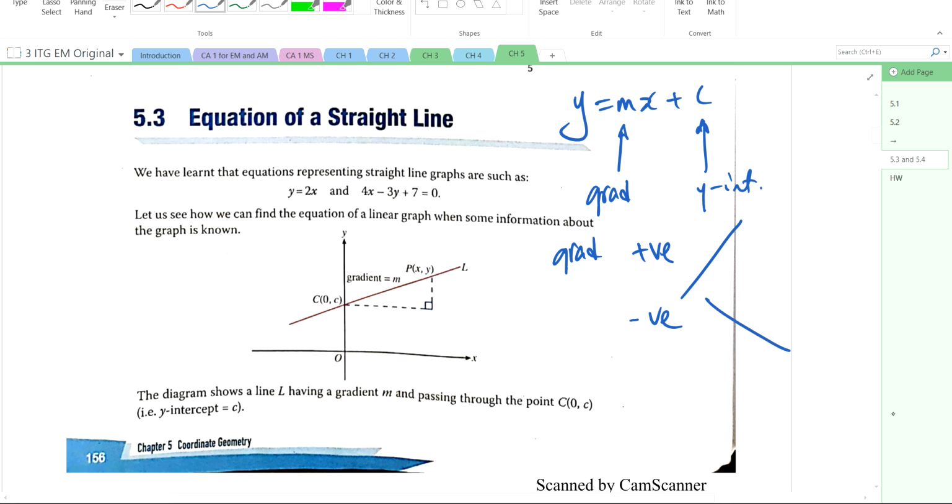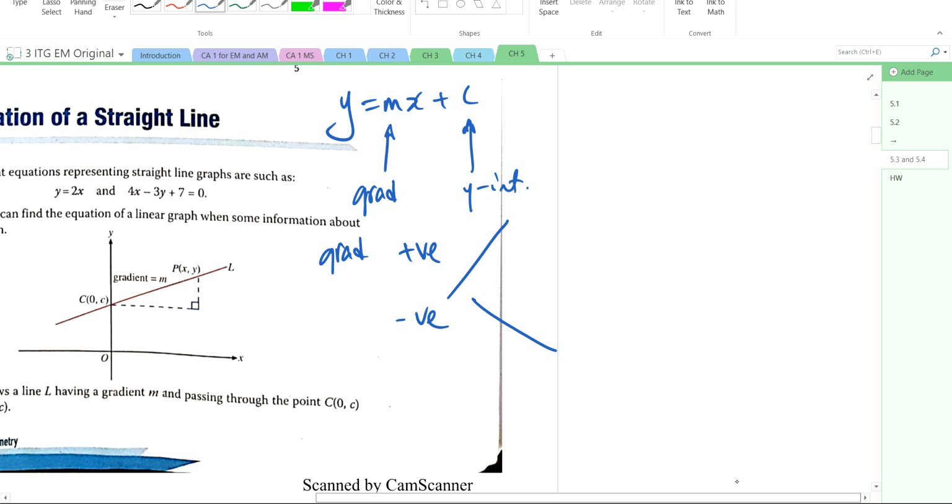If I tell you that gradient equals 0, then it means horizontal. Gradient is undefined, vertical. These are the only 4 possibilities for a straight line, isn't it? You either slope up, slope down, horizontal, or vertical. No other possibilities.